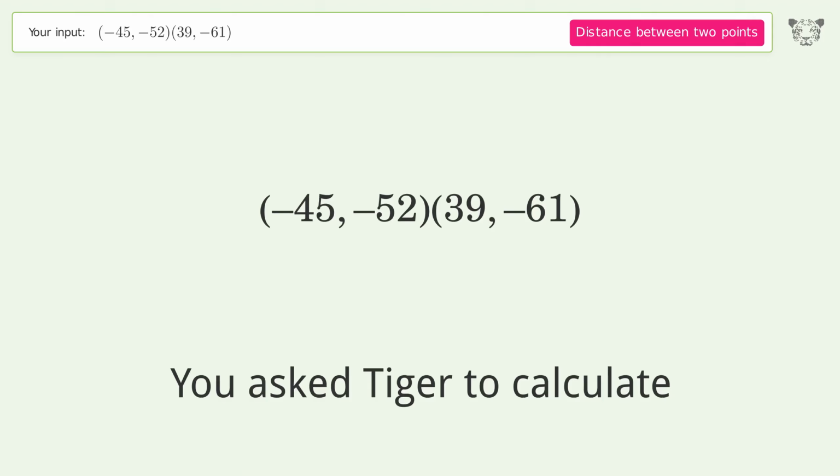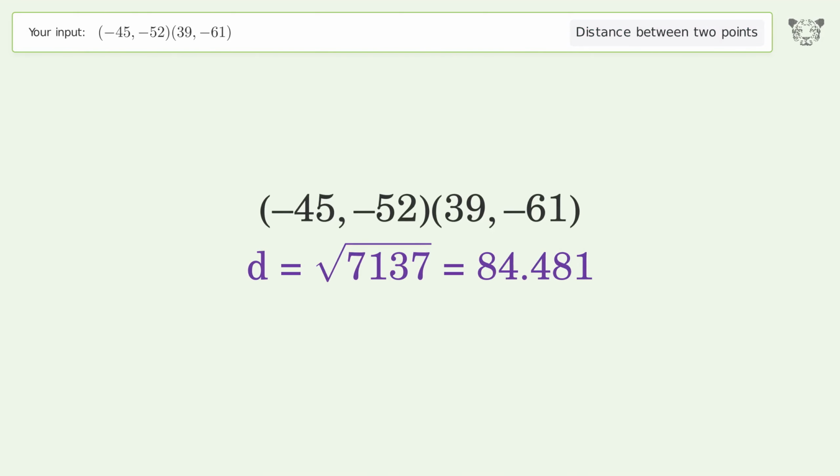You ask Tiger to calculate. This deals with the distance between 2 points. The distance between the 2 points is the square root of 7,137, or 84.481. Let's solve it step by step. Plot the 2 points and calculate the distance using the formula.